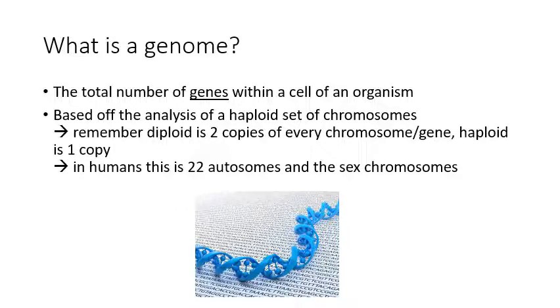Let's start off with what a genome is. A genome is defined as the total number of genes within a cell of an organism. Specifically though, we're only looking at a haploid set of chromosomes. So even though we know that our somatic cells, our body cells within an organism, contain 2 copies of every chromosome, to determine the genome of an individual, we only want to look at one set of those chromosomes, or a haploid set of those chromosomes. So for example, in humans, that means that we would be looking at 22 autosomes or regular chromosomes that don't determine our sex, and then the sex chromosome that is within that cell as well.